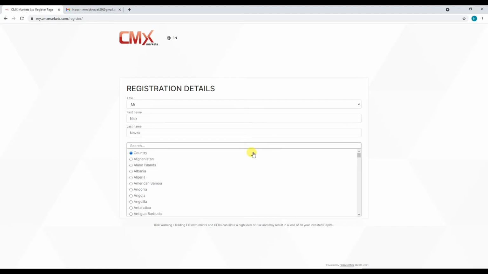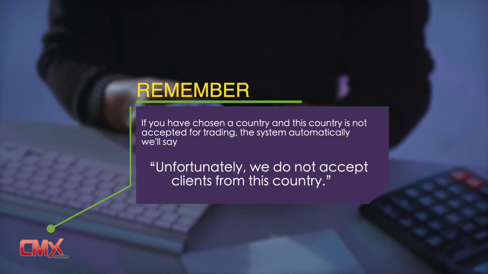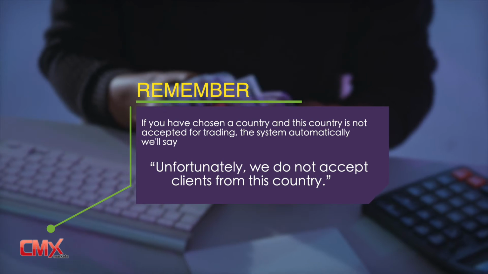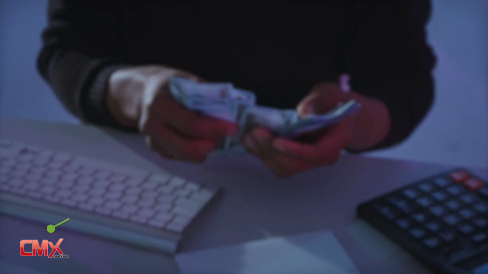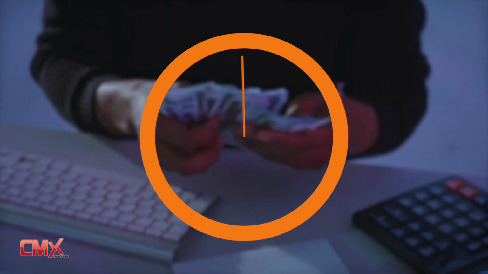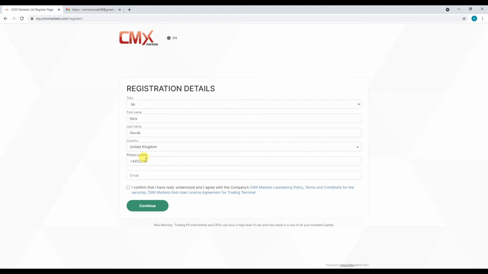Remember, if you have chosen a country and this country is not accepted for trading, the system will automatically say, unfortunately we don't accept clients from this country. If everything is okay, you'll be able to move forward. After that, you introduce your phone number and email. And the last, but not least, you read three very important documents.